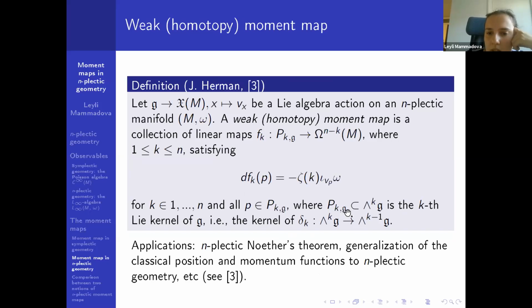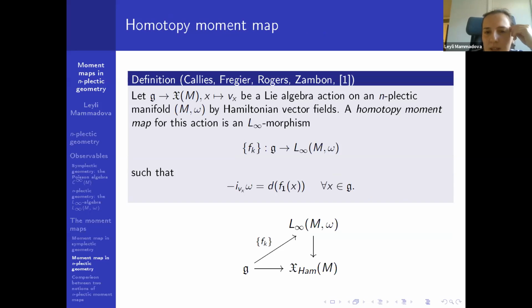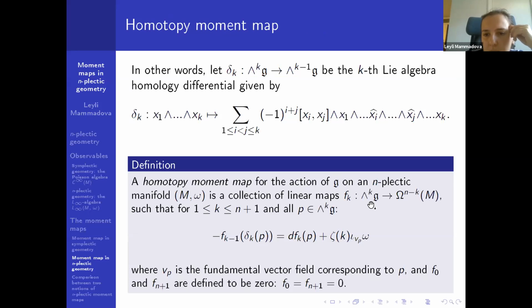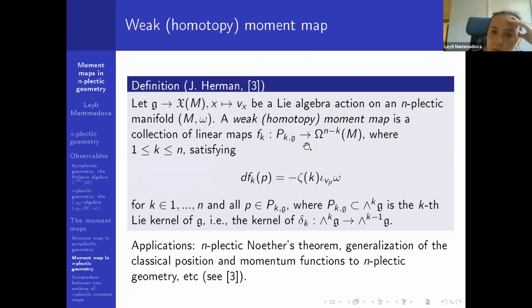So each PKG is the kernel of the kth Lie homology differential. What you see is that the domain of the weak moment map is a subspace of the domain of the strong homotopy moment map. Because here we had maps from wedge k of G, and here we have maps from a subspace of that. And they are required to satisfy the following equation.